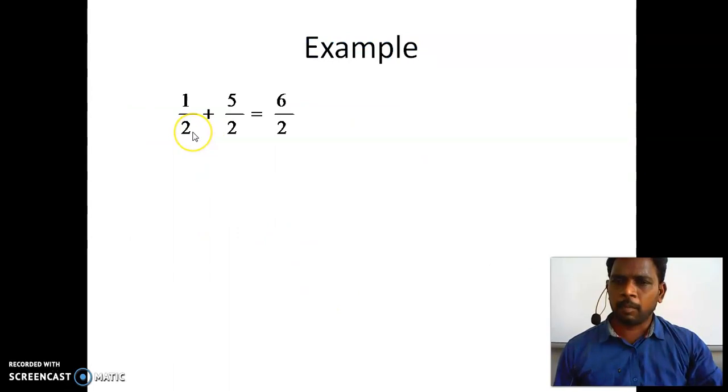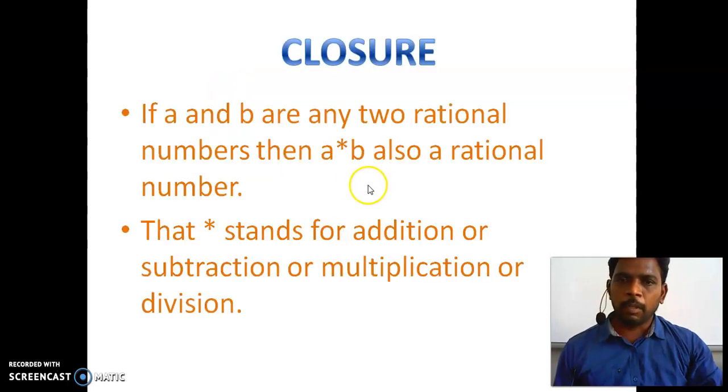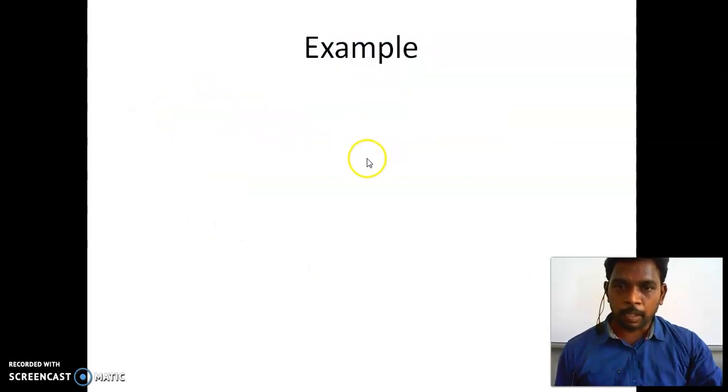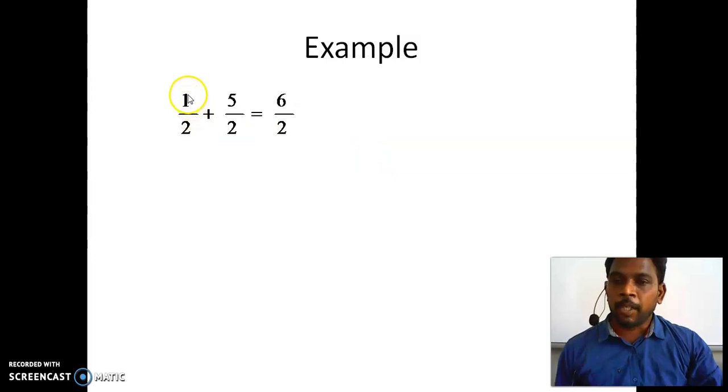So look at here, 1 by 2 and 5 by 2. Let us take 1 by 2 as A and 5 by 2 as B. Now, if you want to verify the closure property, we need two rational numbers A and B, right? So here we took 1 by 2 as A and 5 by 2 as B. First we are going to check with addition, one operator at a time. So first I took addition.